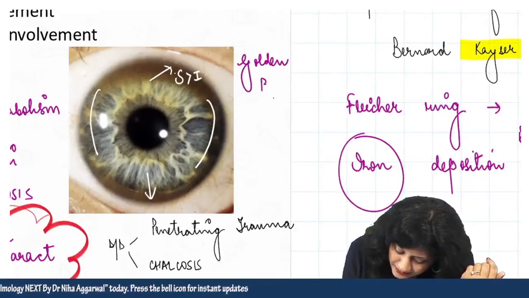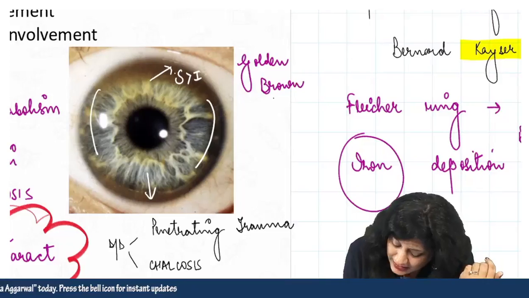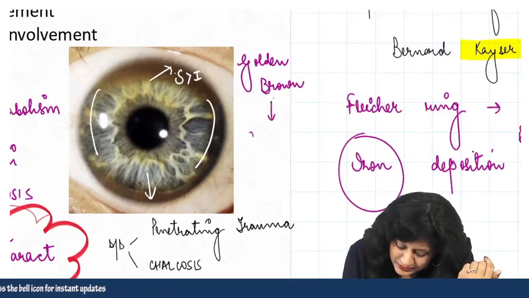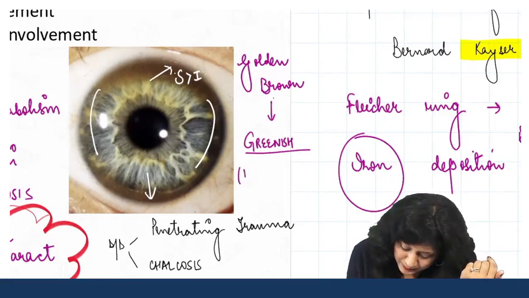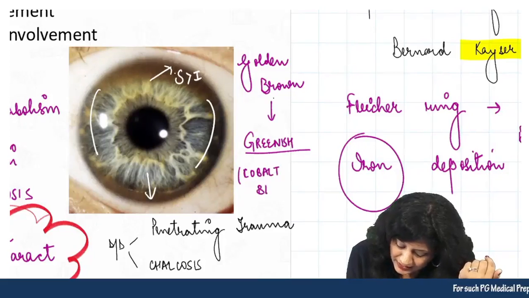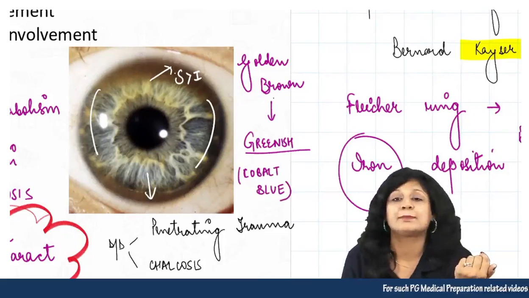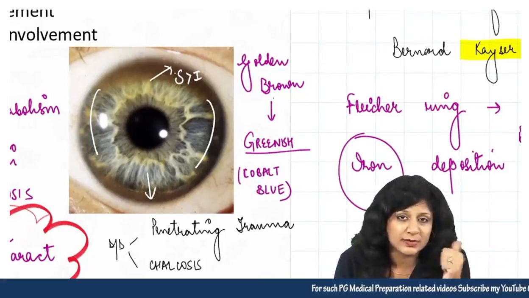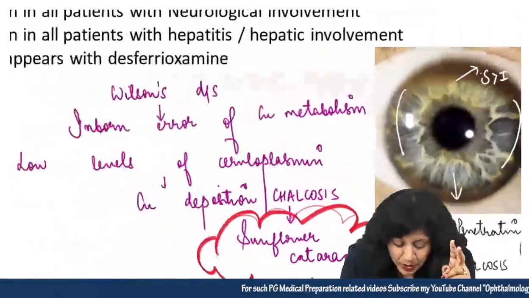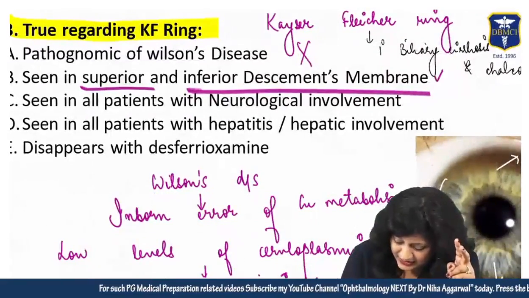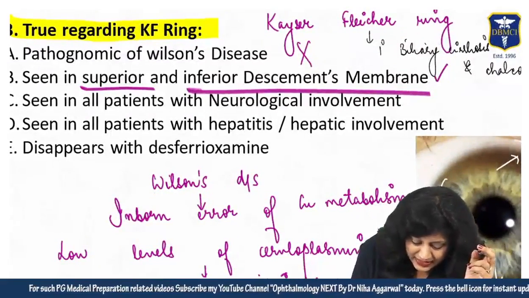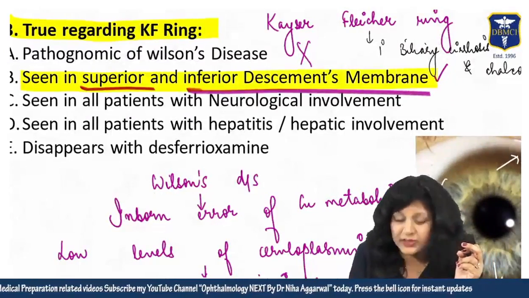It is golden brown in color, and it looks greenish actually. It looks greenish because you are looking at it through the cobalt blue filter, that is why it is appearing greenish, but otherwise it is golden brown in color. So that means this statement is right. This statement is right that it is seen in the superior and inferior Descemet's membrane.